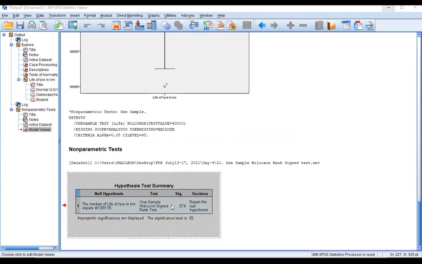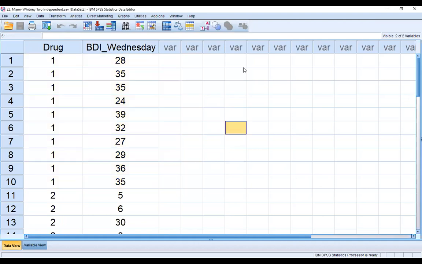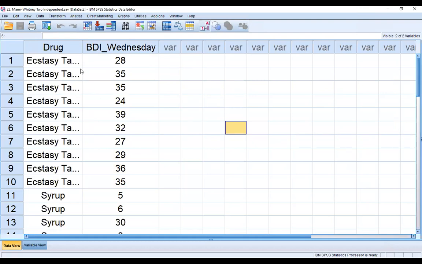The Mann-Whitney U test, yes. Now you can see the Mann-Whitney U test case study. I am just showing you the case study. So in this case study, please see this case study. I told you there are two types of drugs the doctor is giving to the patients to reduce the depression level of the patients.